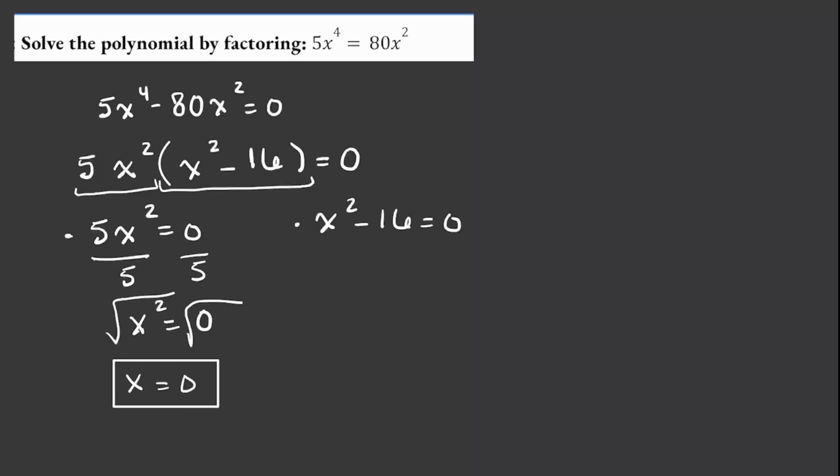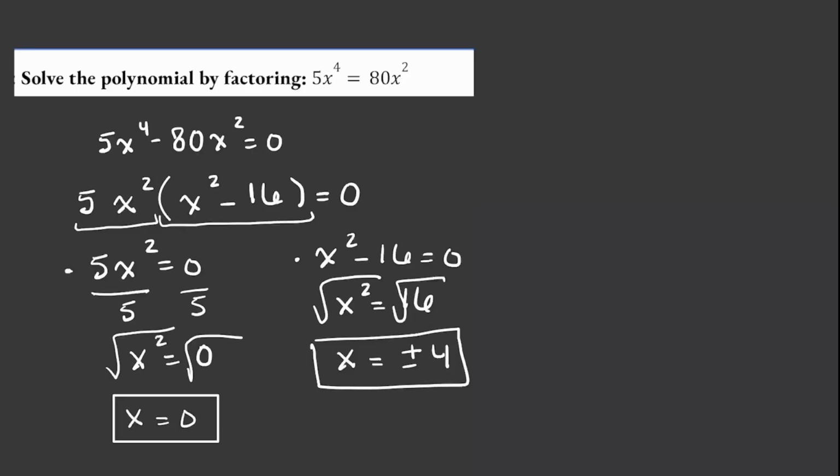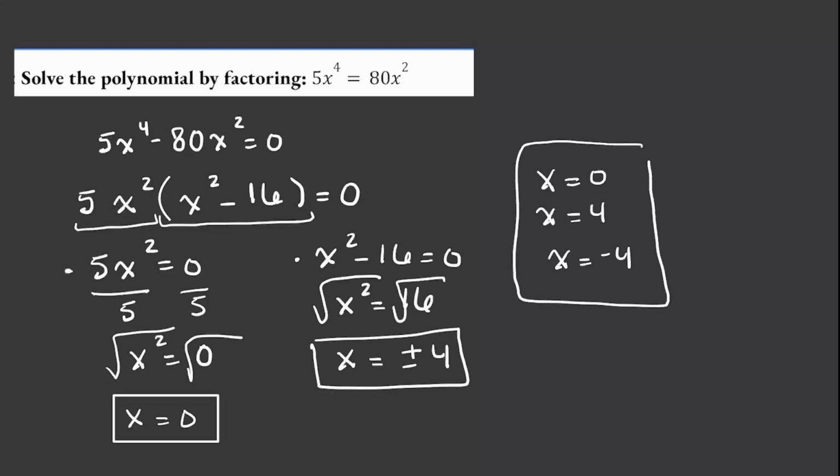Now I move on to the next equation. I add 16 to both sides, so x squared is equal to 16. I take the square root of both sides, so x is equal to, remember the square root gives you positive and negative numbers, plus or minus 4. So I would say that x equals 0, x equals 4, and x equals negative 4 are my solutions for this equation.